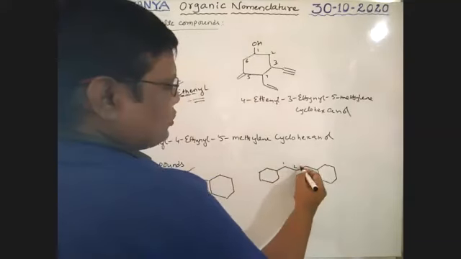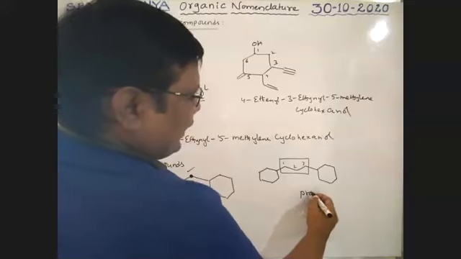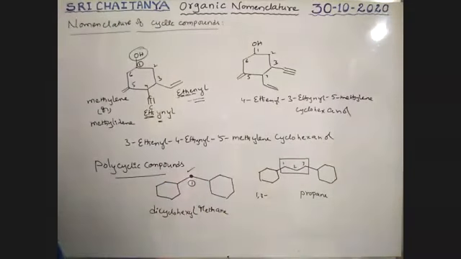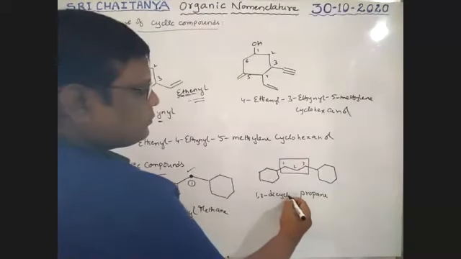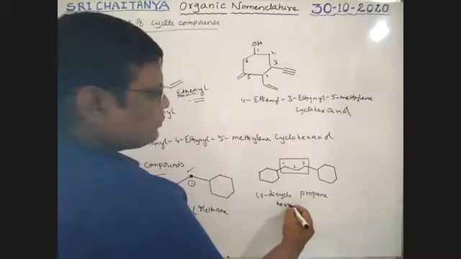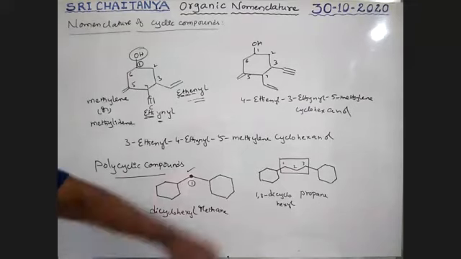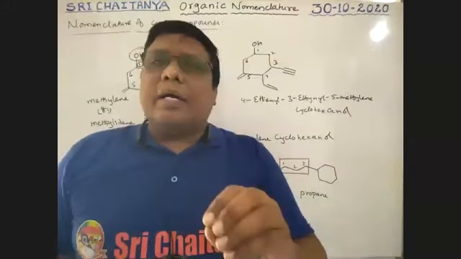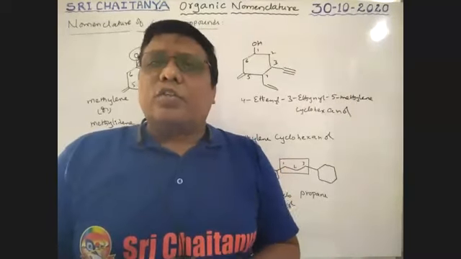So 1, 2, 3. It is propane, boys. Propane, 1,3-dicyclohexyl propane. Propane is the name of that compound. So this is the way to write the naming of some cyclic compounds, boys. I hope you understood very well.